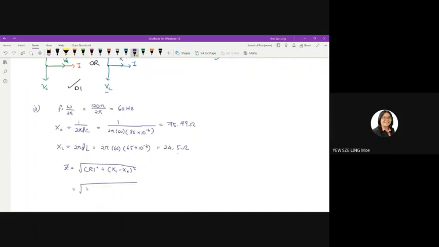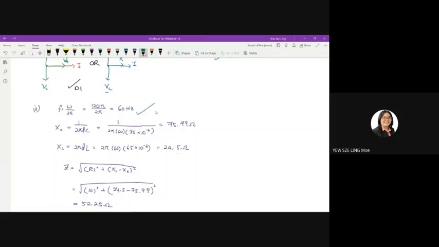Square root. Given R is 10 ohm, so 10 squared plus XL is 24.5 minus 75.79, squared. It doesn't matter whether you use XL minus XC or XC minus XL, because you have a square right here, so eventually you will get a positive value. So Z equals 52.25 ohm.